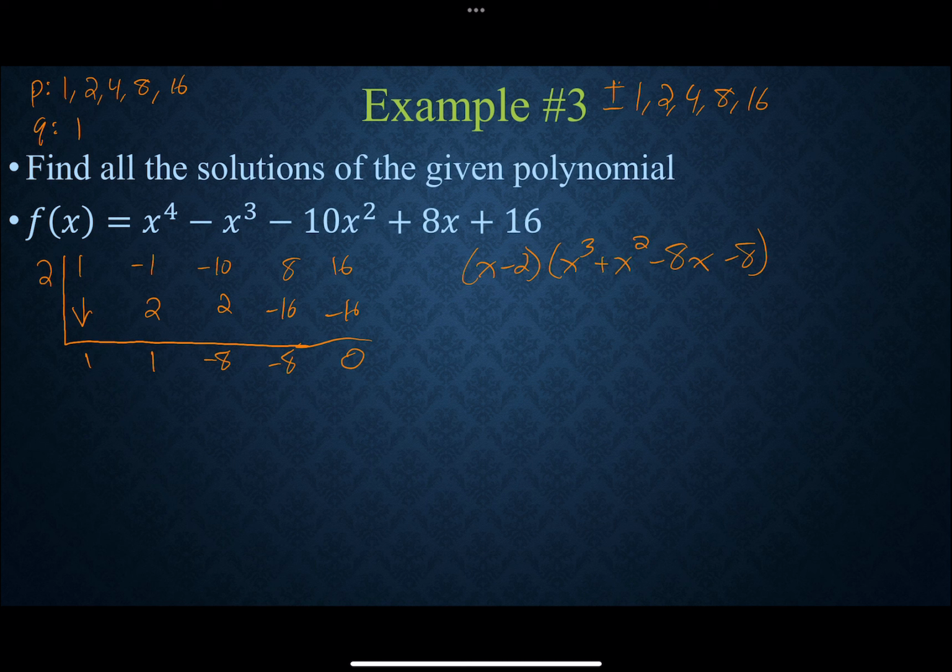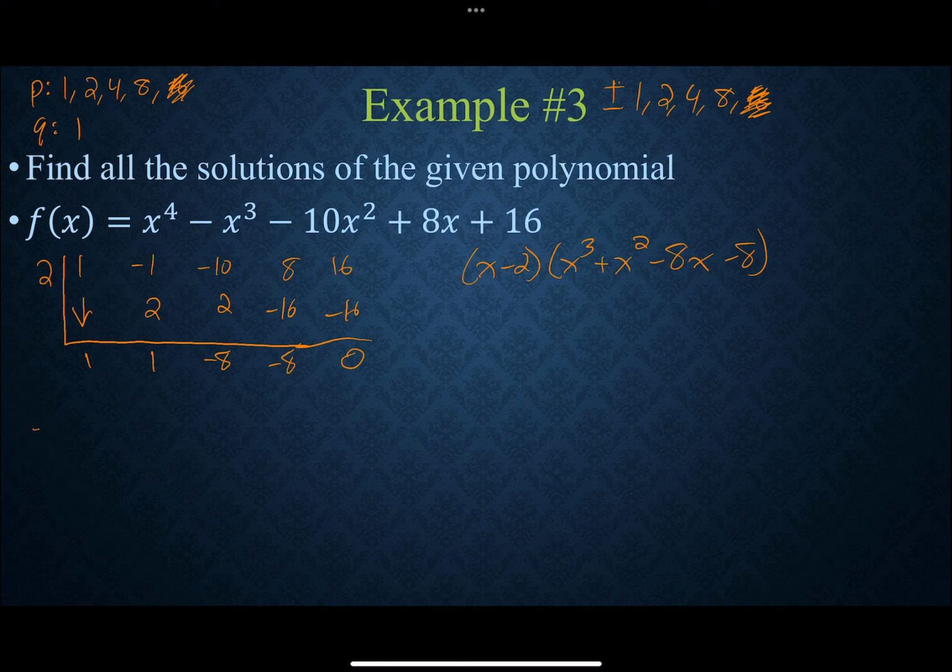Part of the advantage of starting more in the middle, especially when we have to do synthetic division more than once, is that now my values of p are based on the 8, which means the 16 is now thrown out. So if I was guessing and checking, now I've got a little bit less options right there. So that's an advantage for that.